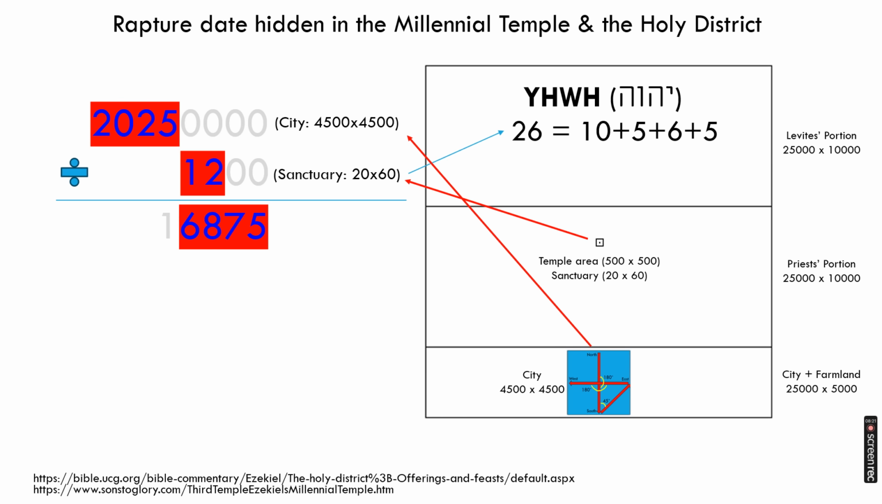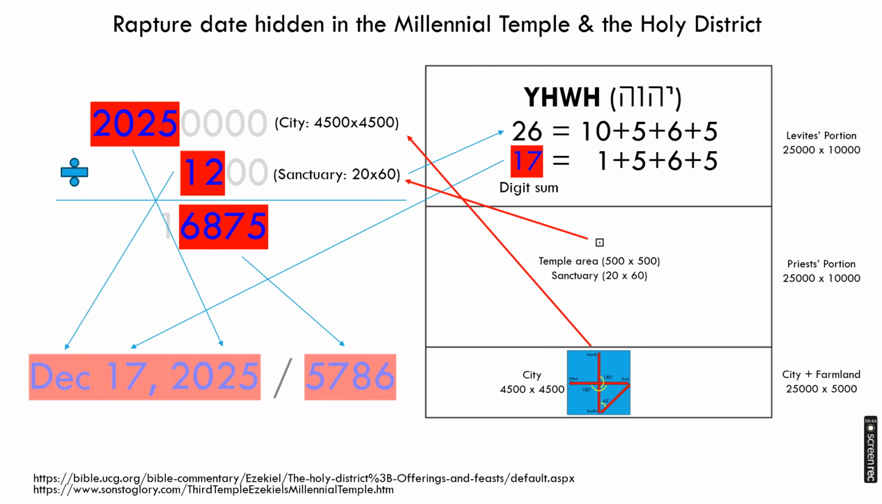One can see the tetragrammaton, Yod He Vav He, hidden in the sanctuary dimensions, 20 by 60. Yod He Vav He adds to 26. However, the reduced value is 17, pointing to the 17th of December, which is the start of Hanukkah this year. And I believe we are going to be raptured on this day.